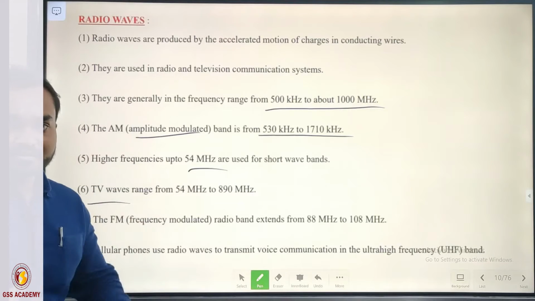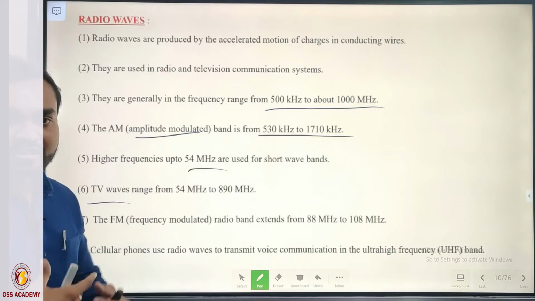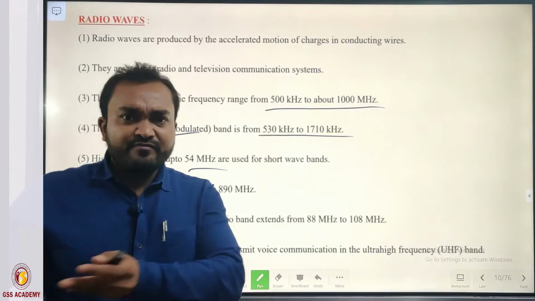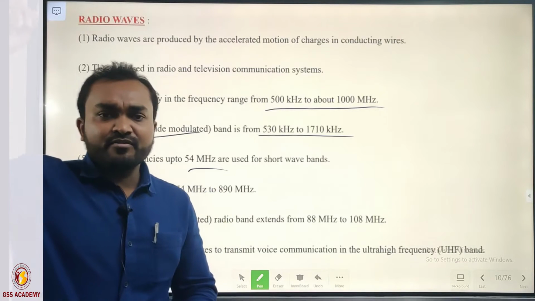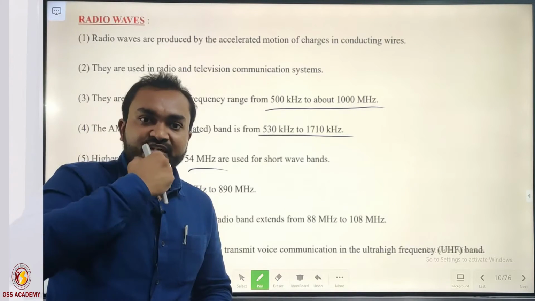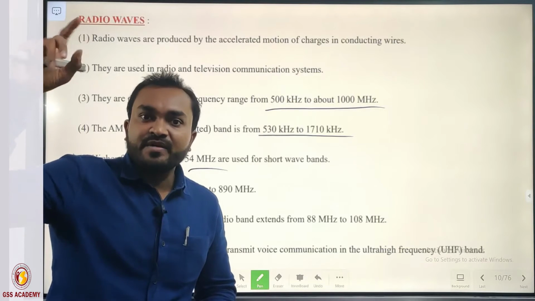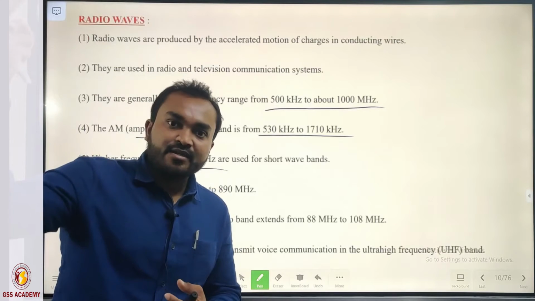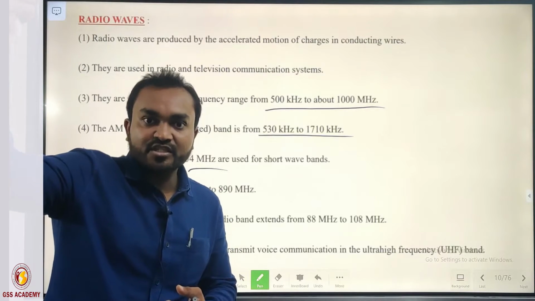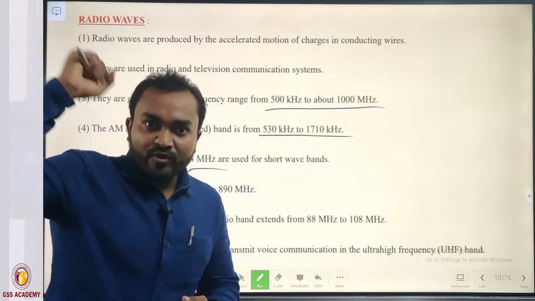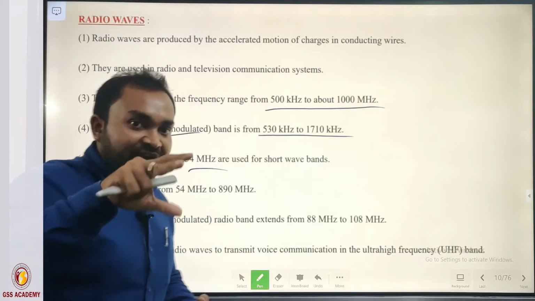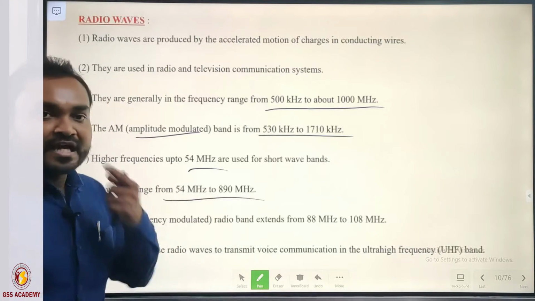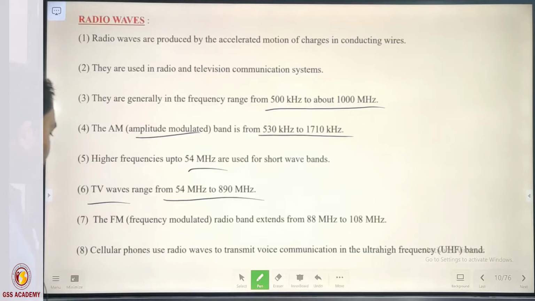The TV waves, nowadays we see them from dish TV or different set-top boxes. Earlier there was an antenna. In our childhood, we tried to catch the signal with this antenna, and from a particular direction we tried to figure out that wave. For that kind of TV wave, the frequency is 54 megahertz to 890 megahertz.